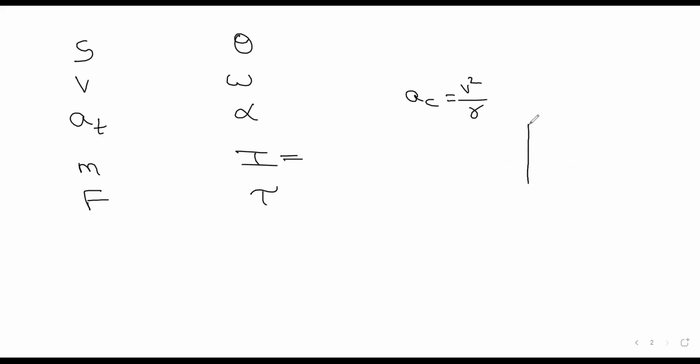I is equal to... Moment of inertia depends upon the axis from where you are calculating, right? So from the axis, what is the distance and what is the mass. So it is mr square. And it is a scalar quantity.